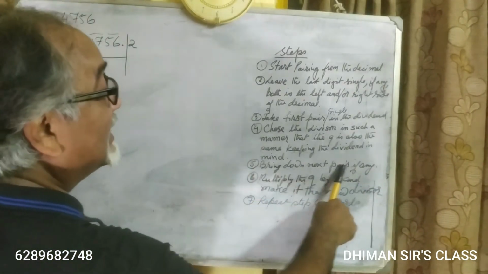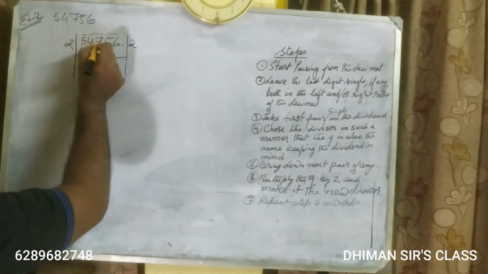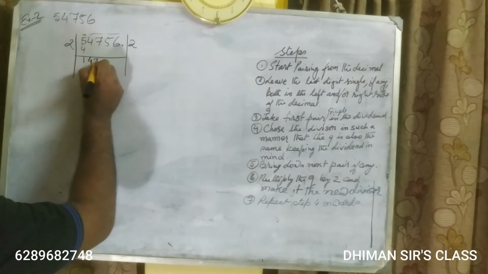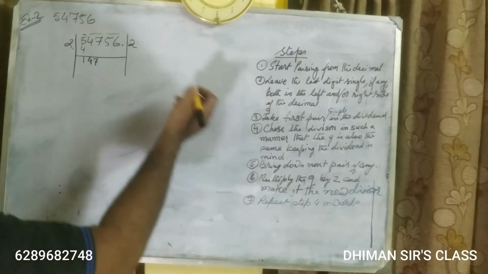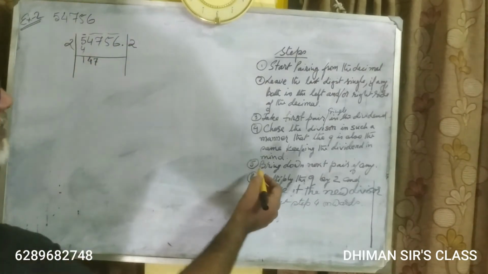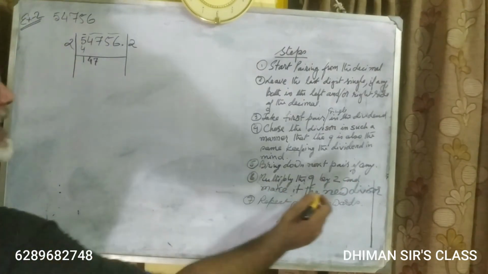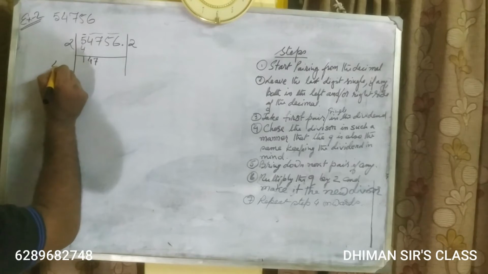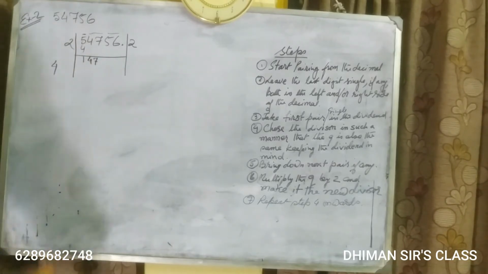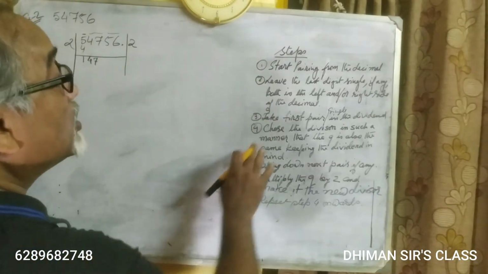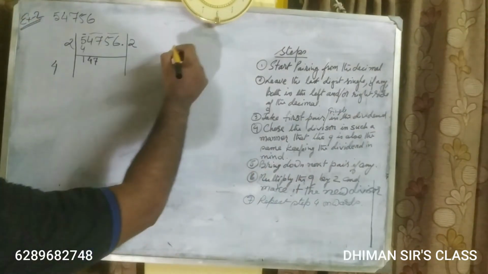Now bring down the next pair, if any. Yes, there are pairs, so we can bring down 47. Now multiply the quotient by 2 and make it the new divisor. So 2 twos are 4, new divisor. Now repeat from step 4. Choose the divisor in such a manner, so rough.